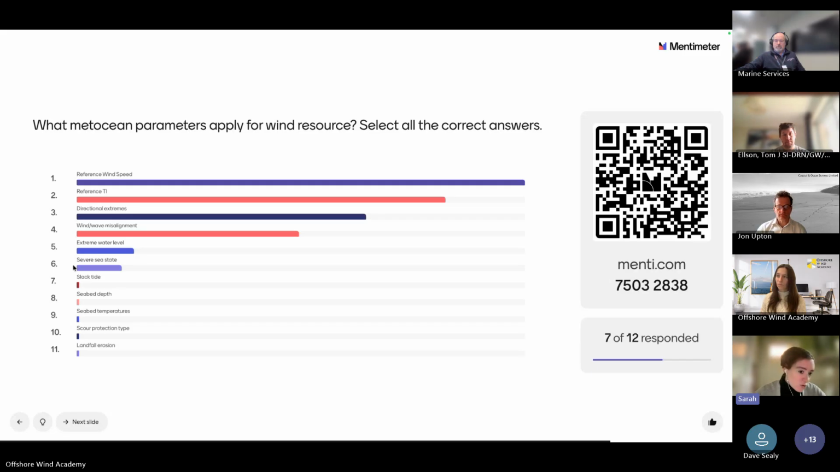Extreme water level, probably not, unless, because extreme water level is a very specific definition, but it's within that same concept. We want to make sure that there always is that air gap of whatever country waters you're operating.